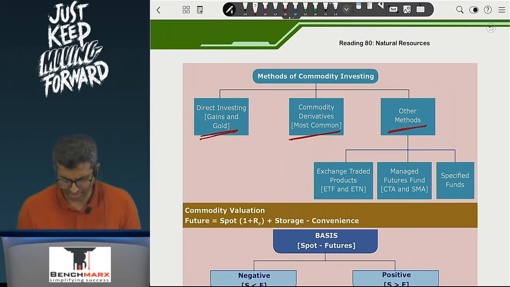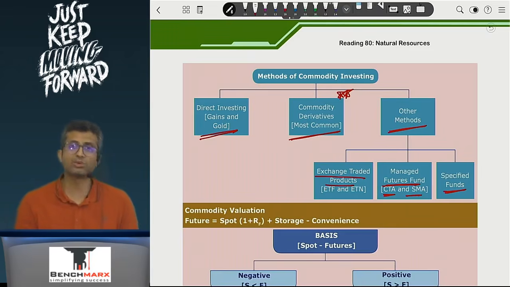Other methods can be exchange traded products or ETFs, which mimic the performance of commodities, or managed futures funds where you have commodity trading advisors or special management agents to manage your commodity portfolio, and then there are specific funds for taking exposure to specific commodities. Again, in my opinion, most of the financial investors don't do direct investing. They may be doing it for gold, but other than that, most of them invest through commodity futures.